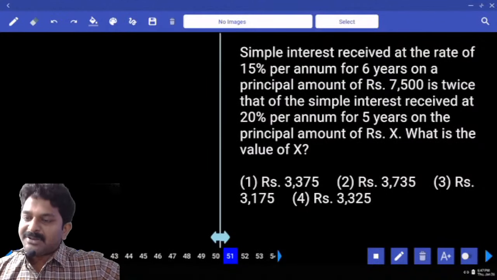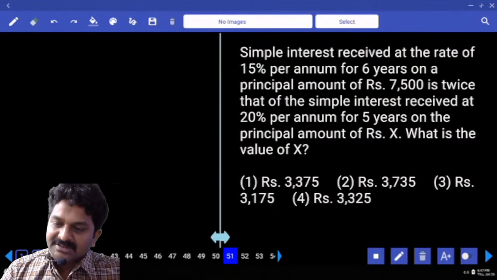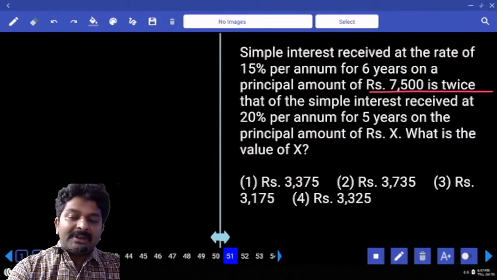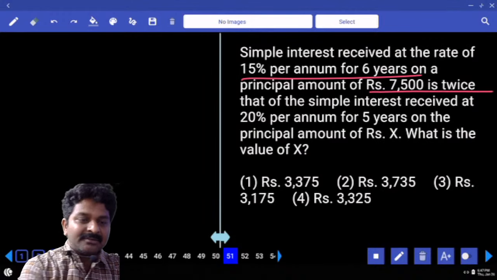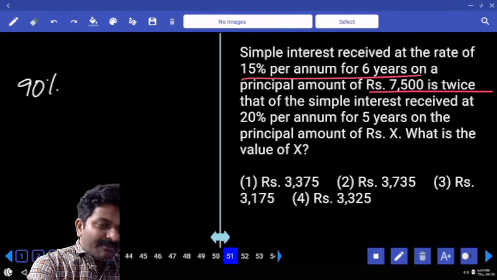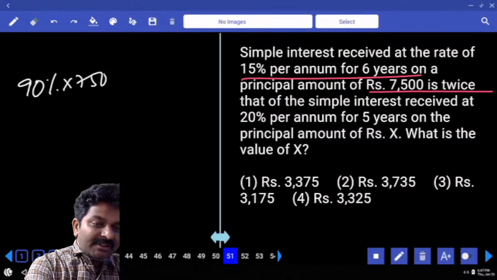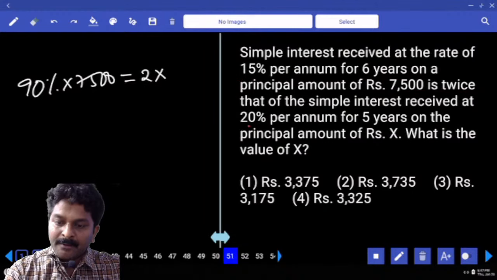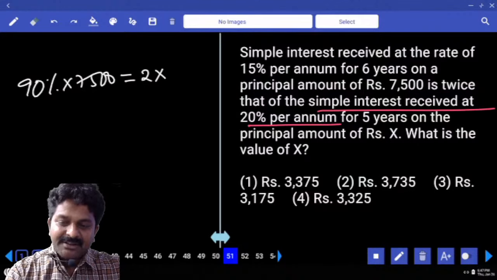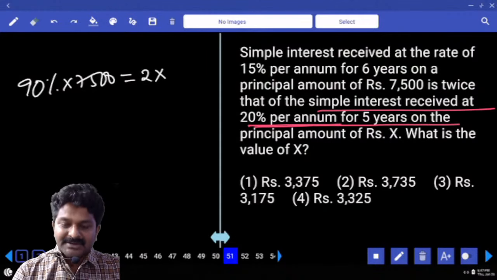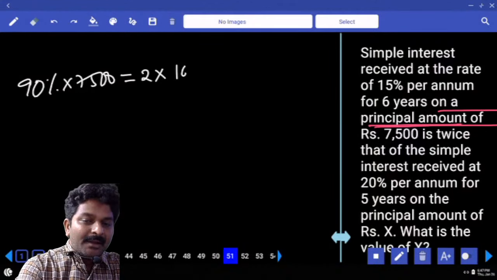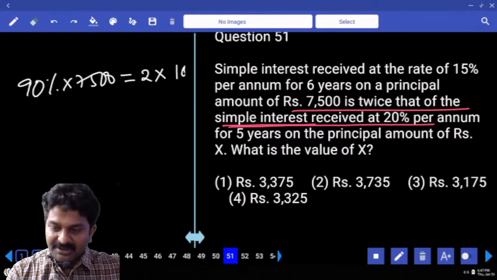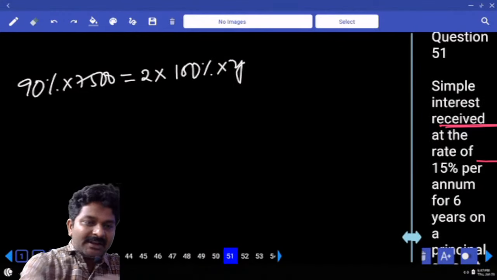Received at the rate of 15% per annum for 6 years, and a principal of 7,500 is twice. Let's calculate how much is simple interest. 90% of which number? 7,500 is twice of 2 times of simple interest received at the rate of 20% per annum for 5 years. So how much interest we will get? 100% of some other number y. Now what is your question? What is the value of x? We were asked to calculate x value.